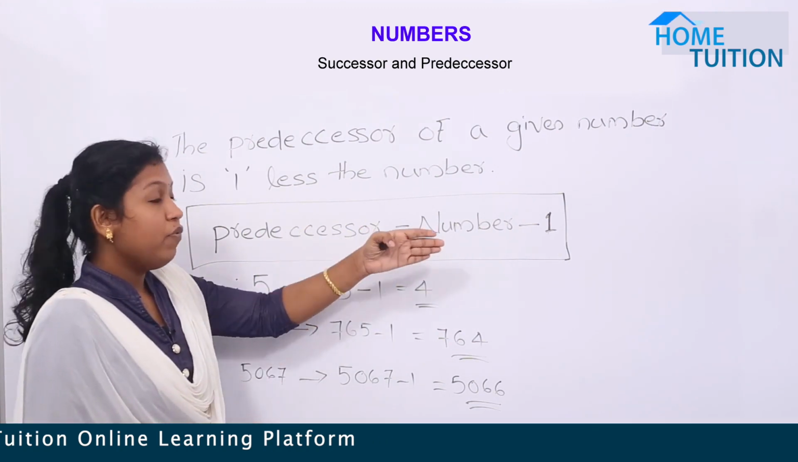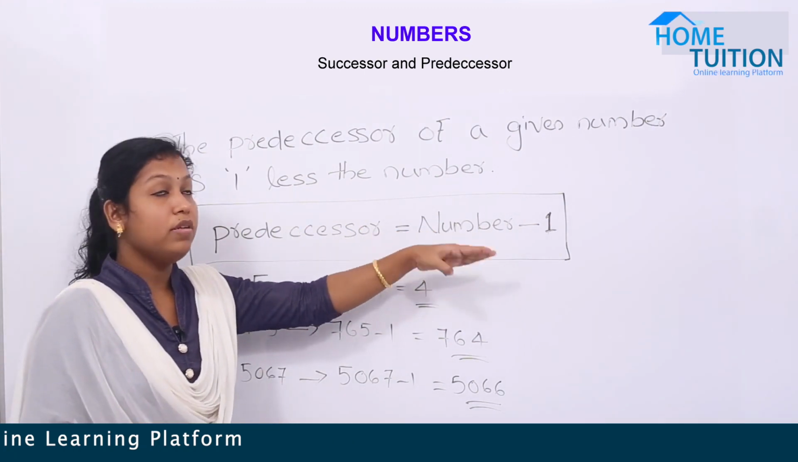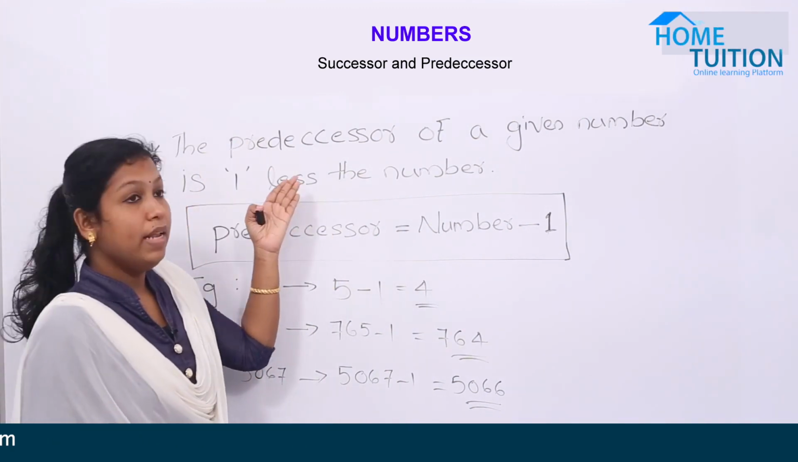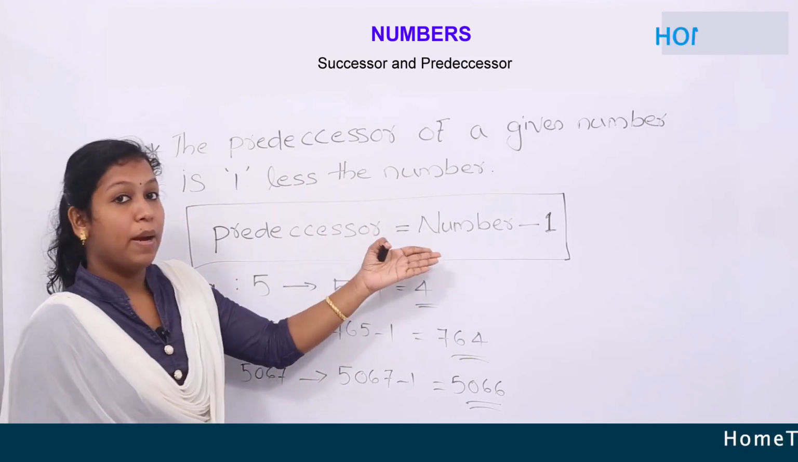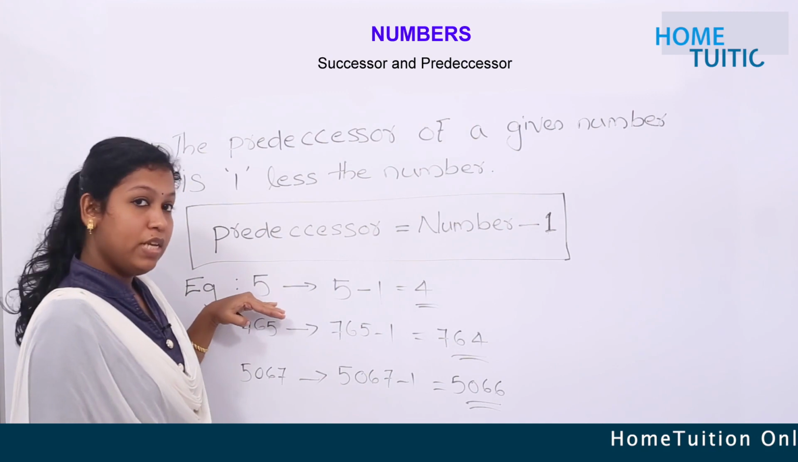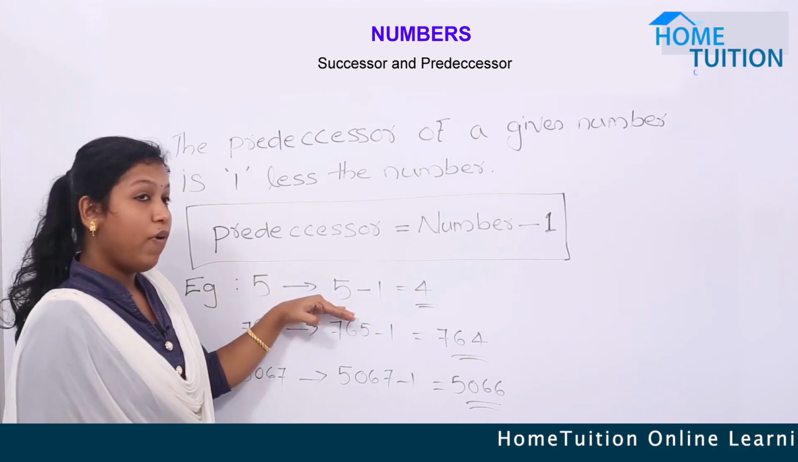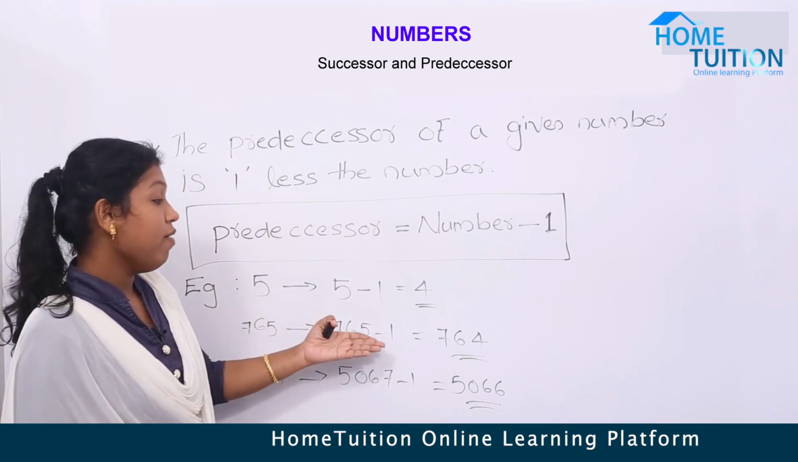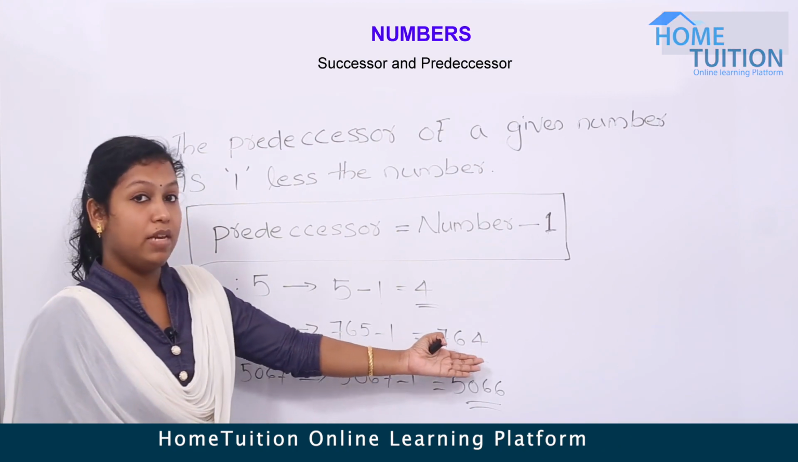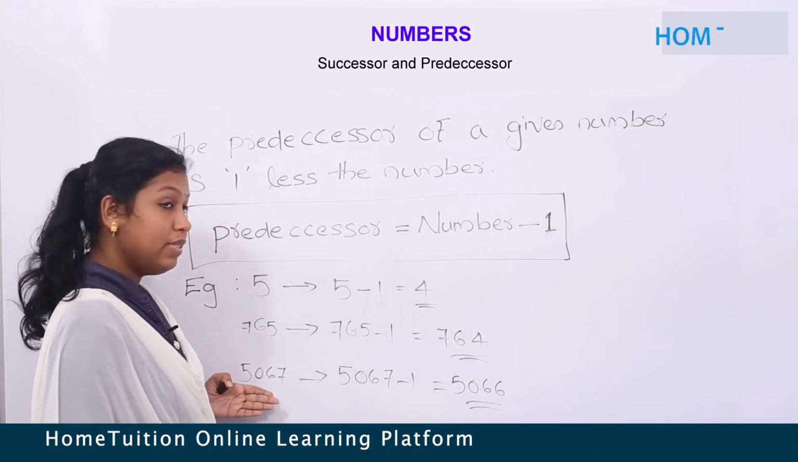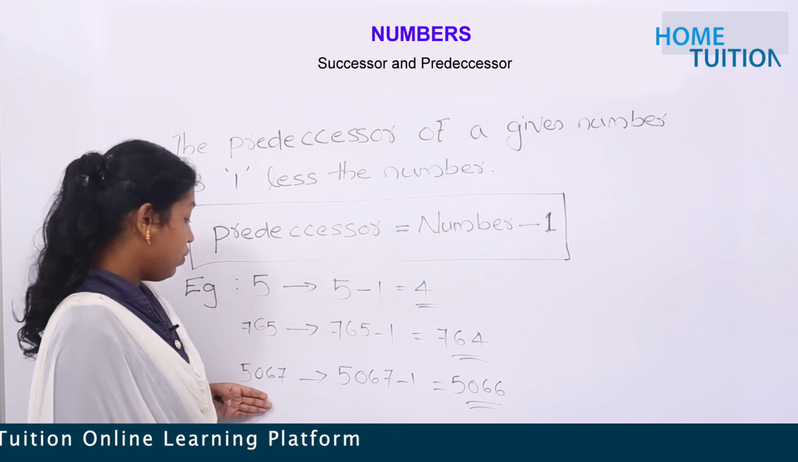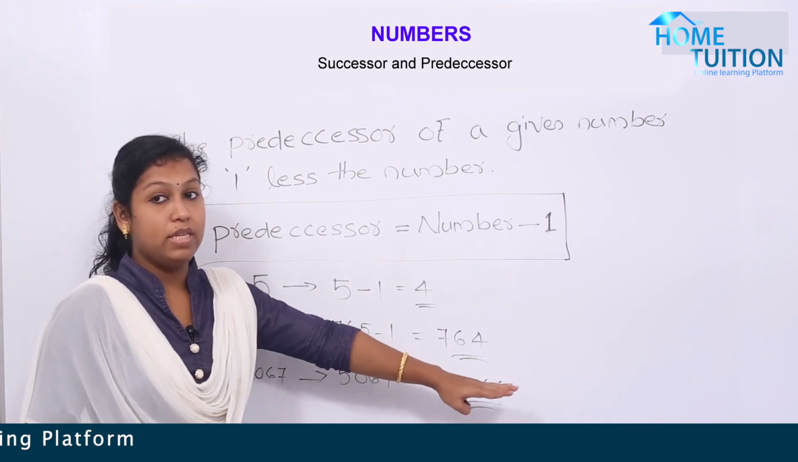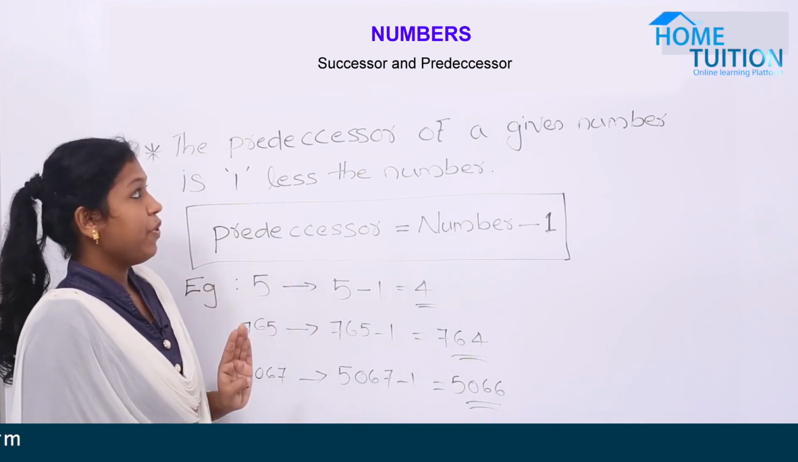Here, whichever number we are given, number minus 1 is the predecessor. So the predecessor of a given number is 1 less than the number. Examples: the predecessor of 5 is 5 minus 1, which is 4. Then 765 minus 1 is 764. Then 5067 minus 1 is 5066. This is the predecessor.